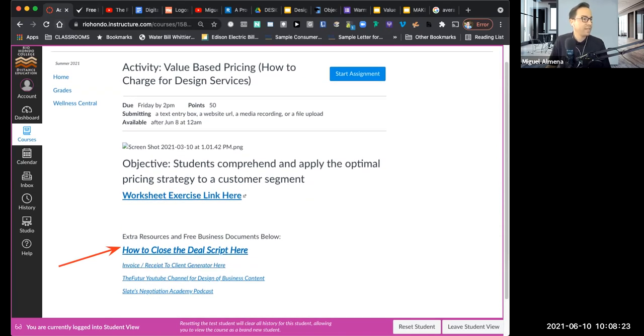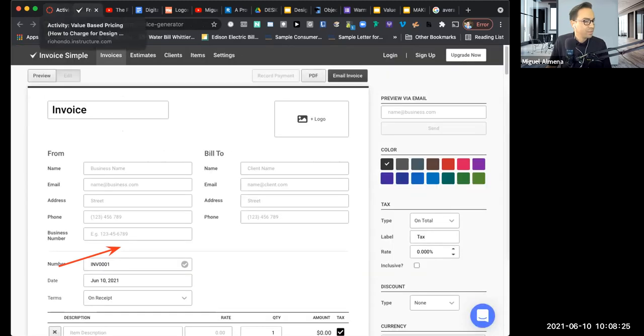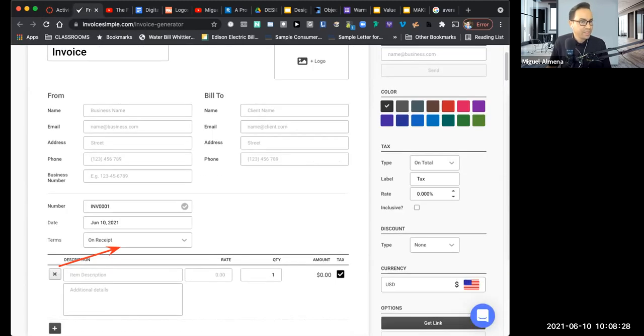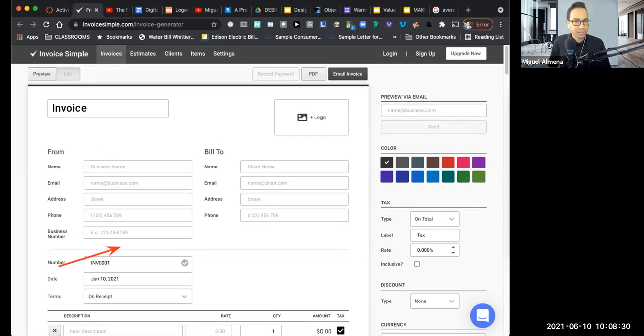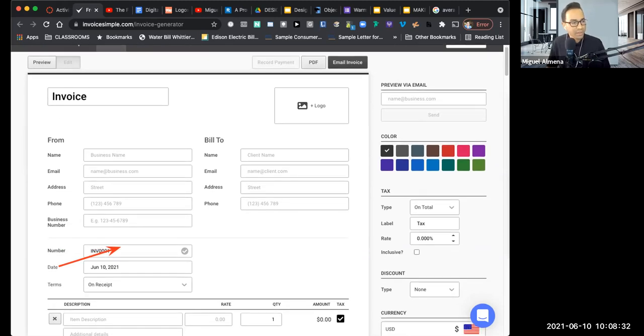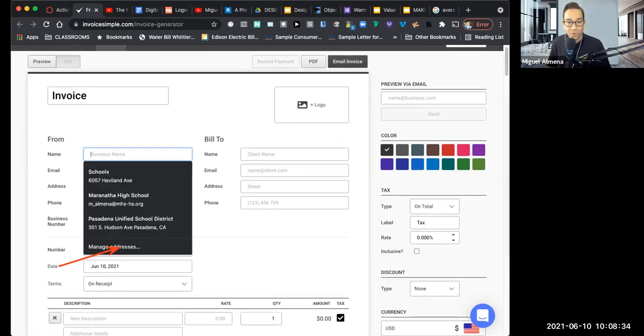Ooh, let me give you that. There's no bueno. I gave the invoice calculator. So I'll give you the contract in just a couple of seconds, but this is an invoice calculator. Basically, it's a fancy word for receipt.